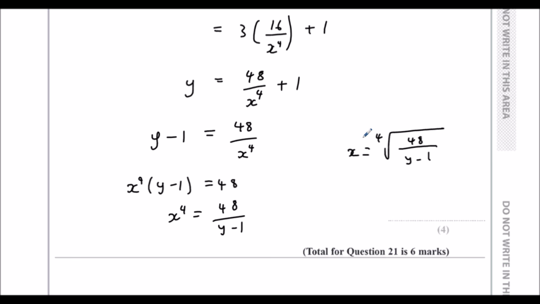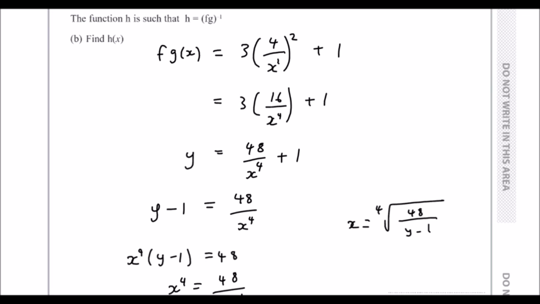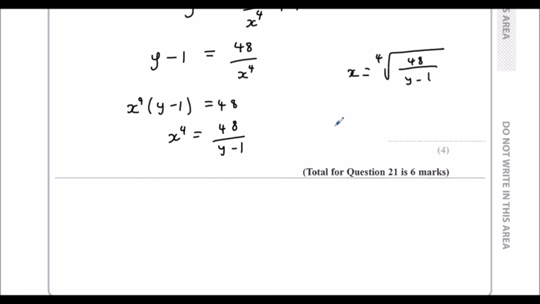That's the backwards function. So if I write h of x, it will be the fourth root of 48 over x minus 1. So for the inverse function, we're switching the input and the output around. So the x becomes the y, becomes the x.